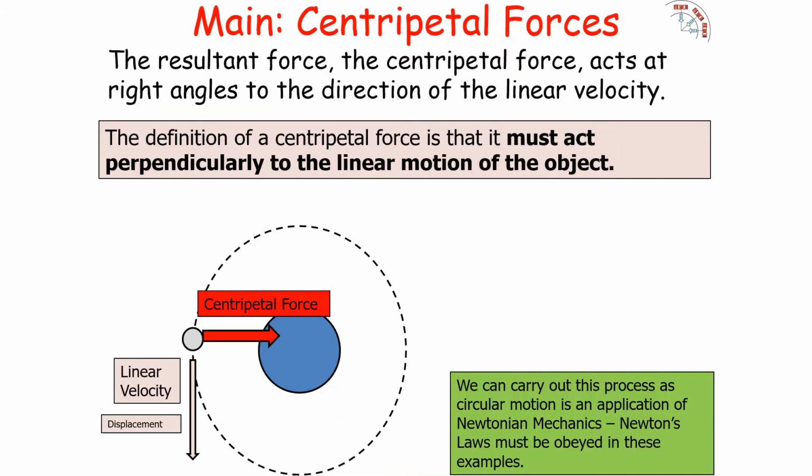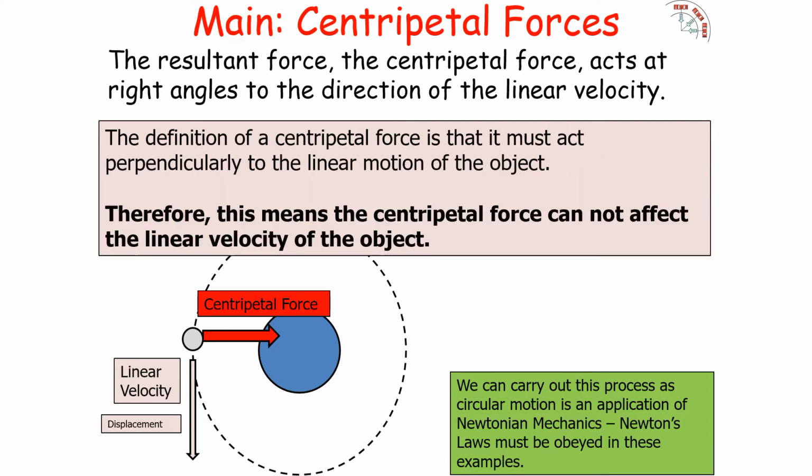So what we can say is as follows. The resultant force, the centripetal force, acts at right angles to the direction of linear velocity. So the definition of centripetal forces is that it must act perpendicularly to the linear motion of the object. Therefore the centripetal force cannot affect the linear velocity of the object.